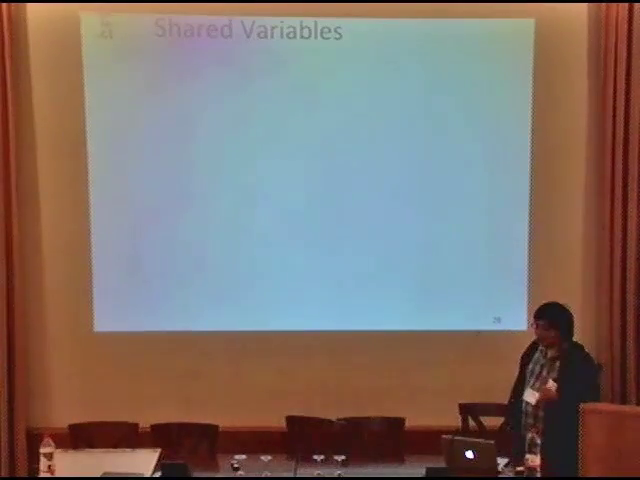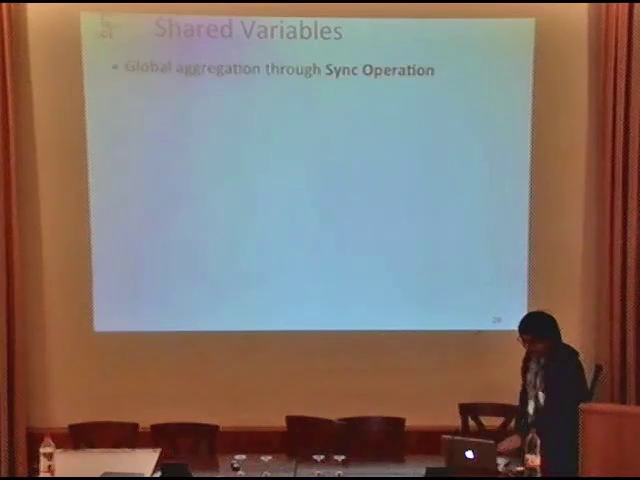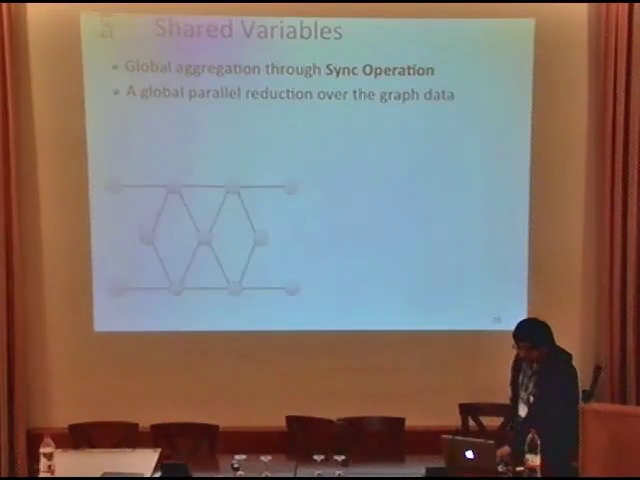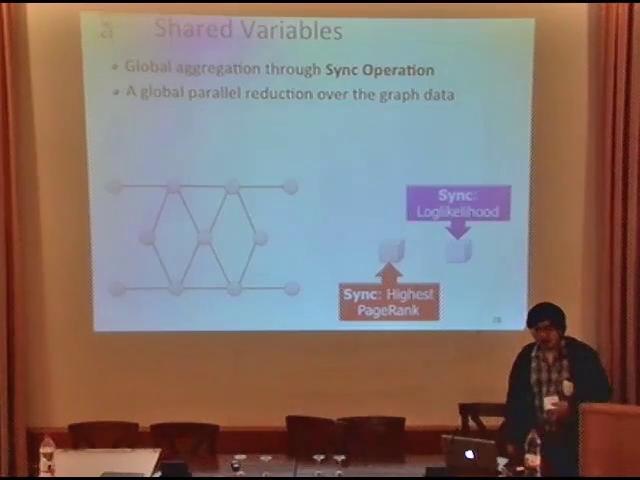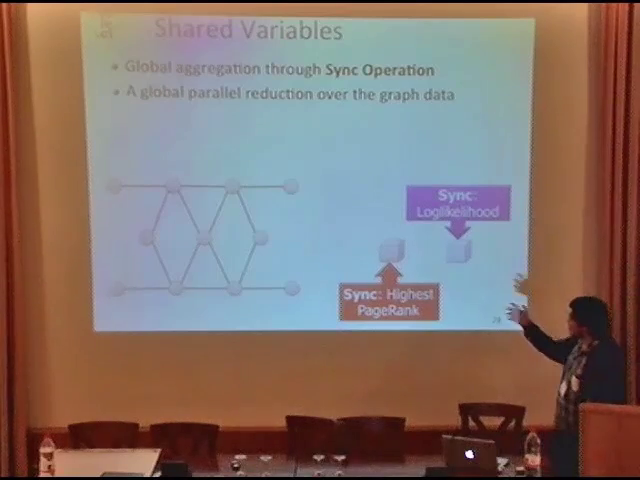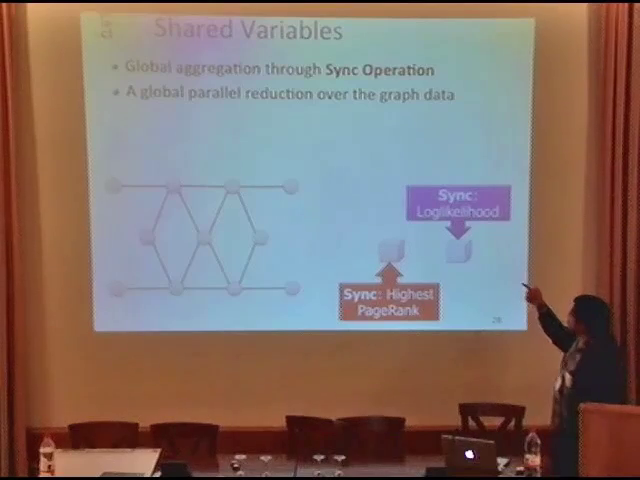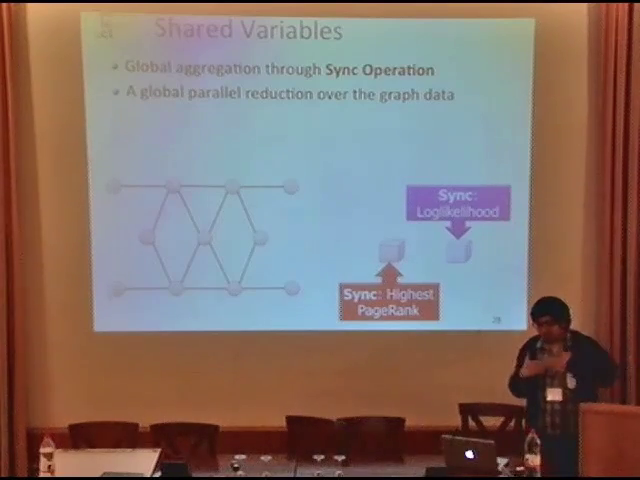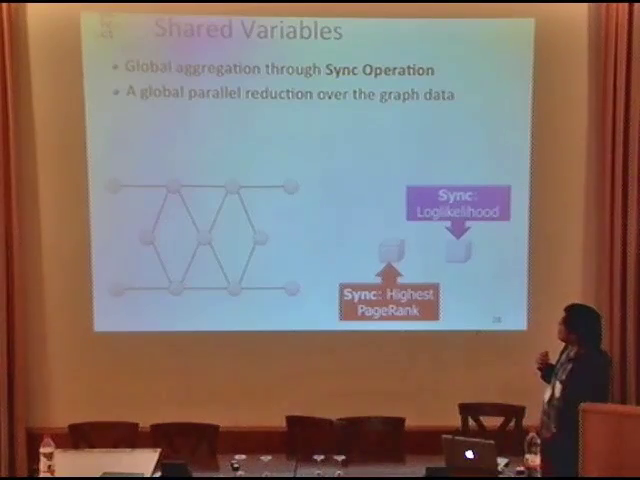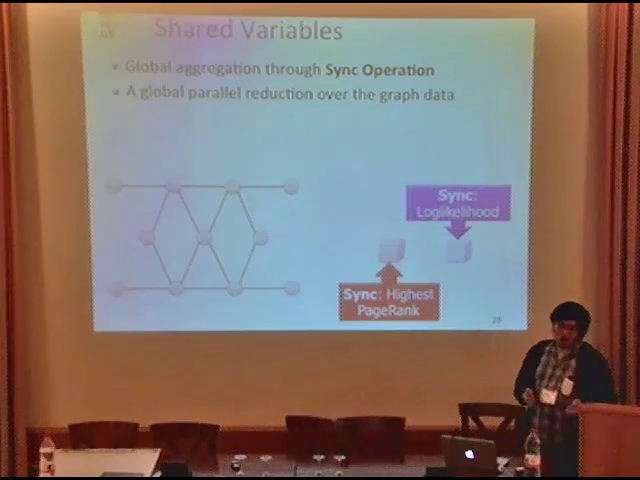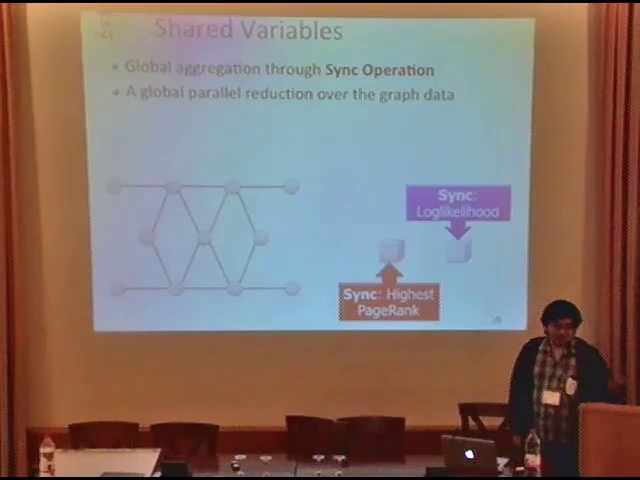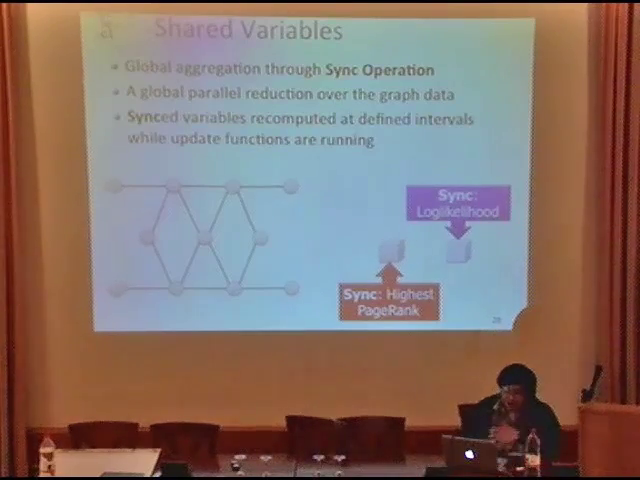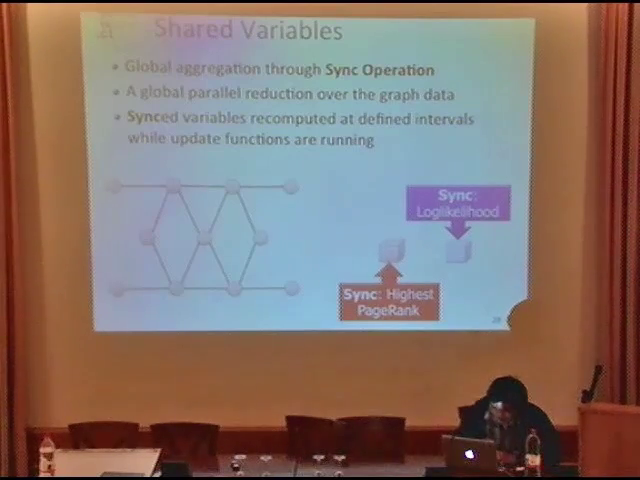One other thing that we also support is something called shared variables, which is essentially a global aggregation operation through a synchronization framework we call sync. All it is is a parallel reduction over all vertices. We can use this, for instance, to compute the highest PageRank, or to compute a log-likelihood as the program is running. This synchronizing operation is computed while the program is executing, and your update functions can read from it, you can just use it for printing out, or you can use it, for instance, for parameter learning. The sync variables are computed at some predefined intervals while update functions are running.